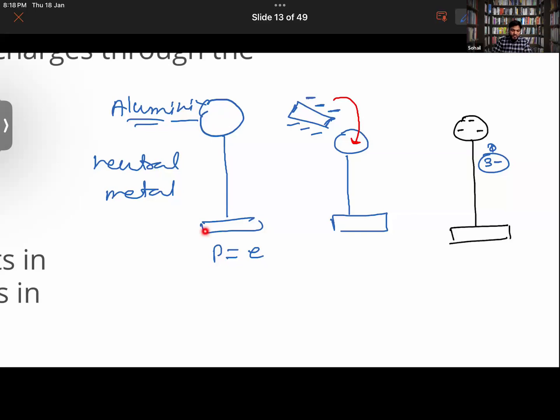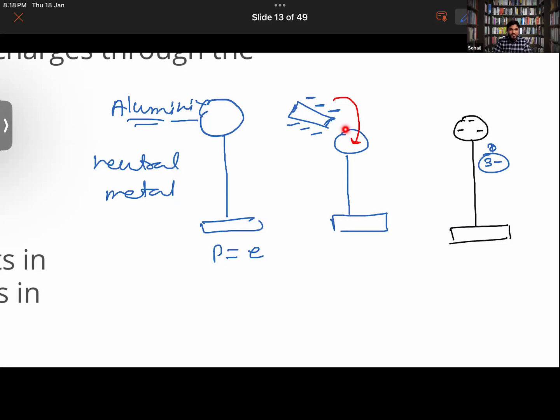So far the aluminum was neutral, but when you brought a charged body near to this aluminum, some of the charges were transferred from this to this. And note that here it hasn't been rubbed. Getting it, guys? Yes, sir.